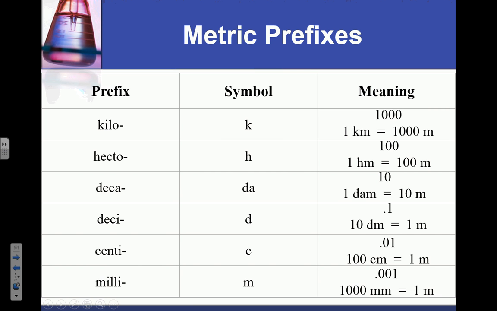And once again, these are interchangeable prefixes. We can use these with grams. We can use these with seconds. We can use these with meters. We can use these with liters. We can put it with any interchangeable unit.